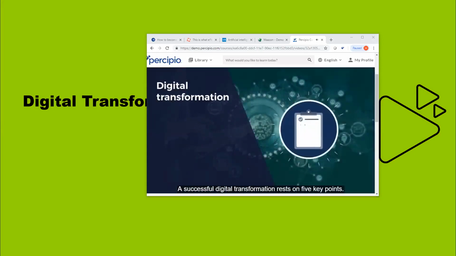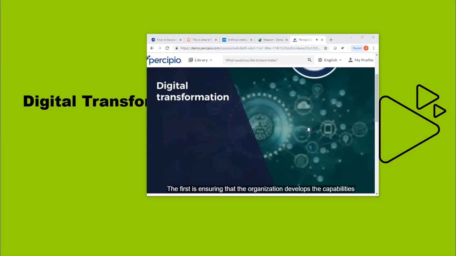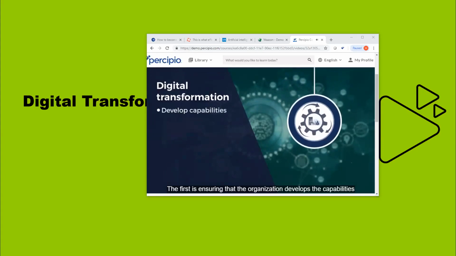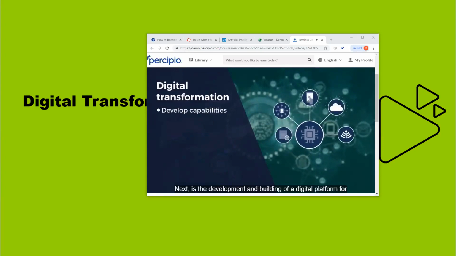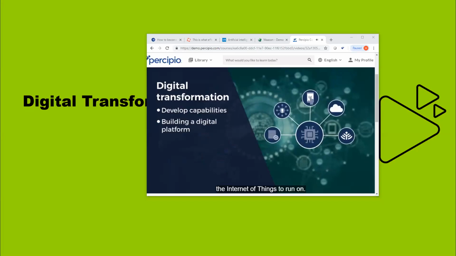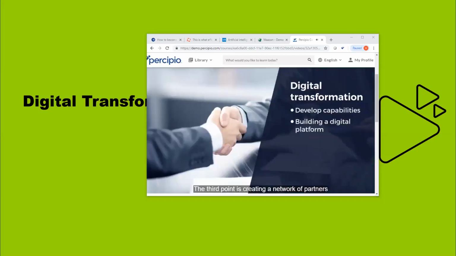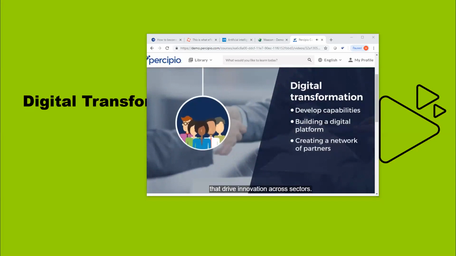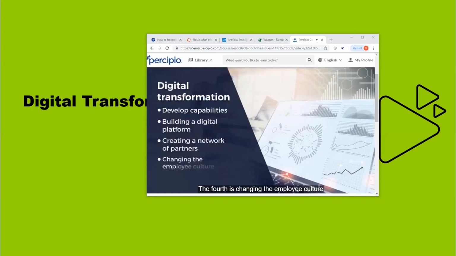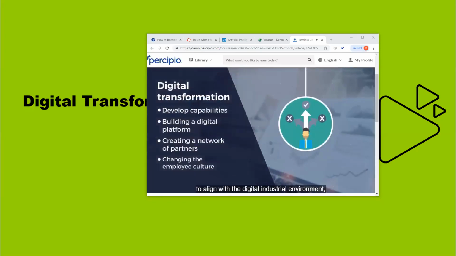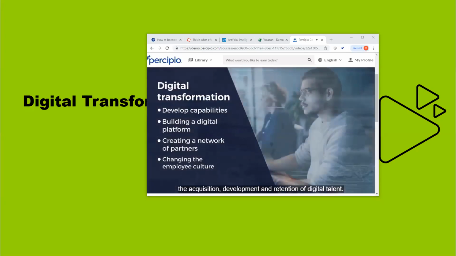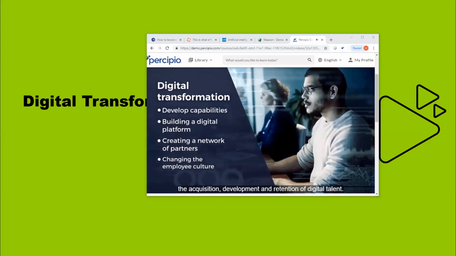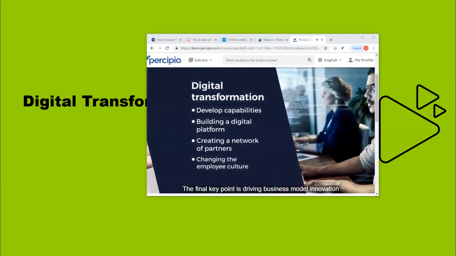A successful digital transformation rests on 5 key points. The first is ensuring that the organization develops the capabilities needed for a digital transformation. Next is the development and building of a digital platform for the Internet of Things to run on. The third point is creating a network of partners that drive innovation across sectors. The fourth is changing the employee culture to align with the digital industrial environment, which means focusing on rapid decision-making and the acquisition, development, and retention of digital talent.